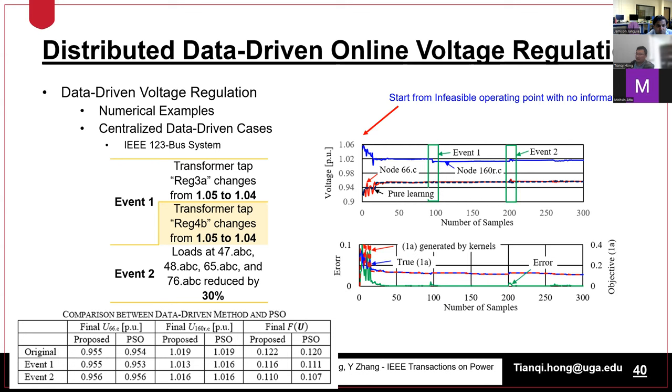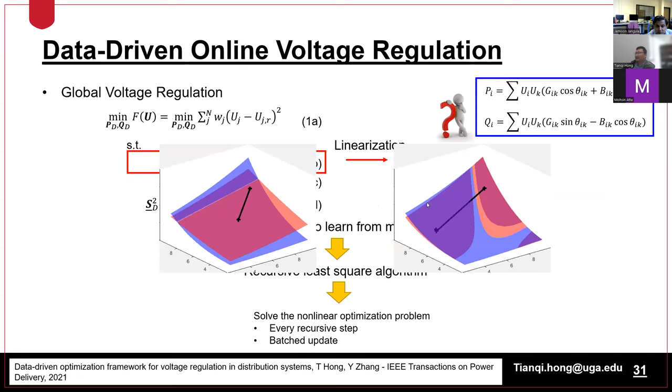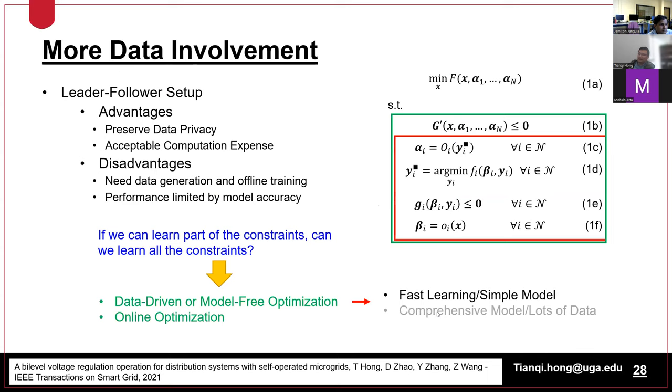No. So let me go back to the previous slide. As I mentioned, there are two solution strategies. The first one is the fast-learning simple model, which I described here. The other one is a comprehensive model with lots of data. By considering the graph of the system, you need a lot of data to train the model in order to receive good performance. And by doing so, the method you propose might not be able to solve it within one or two seconds.